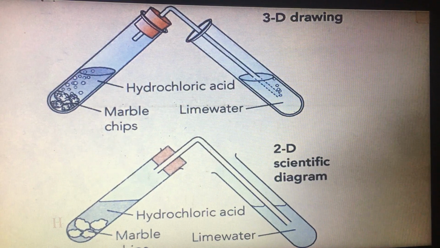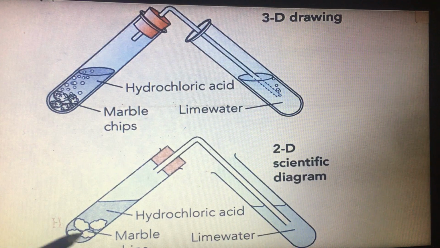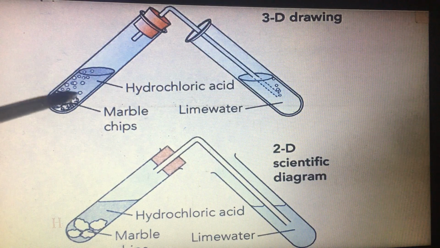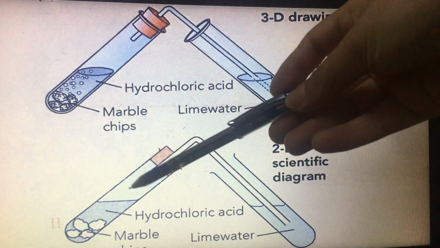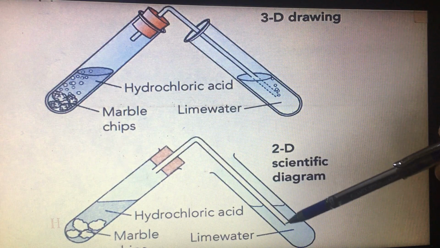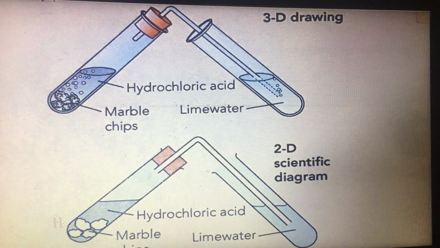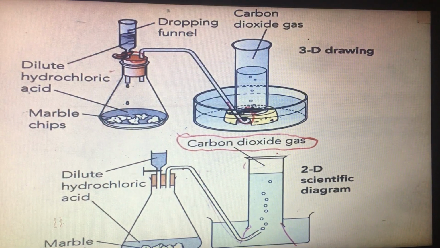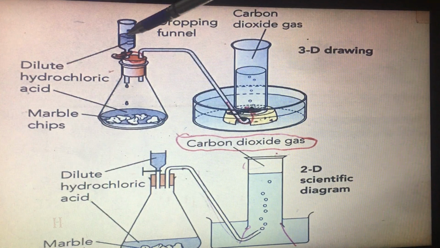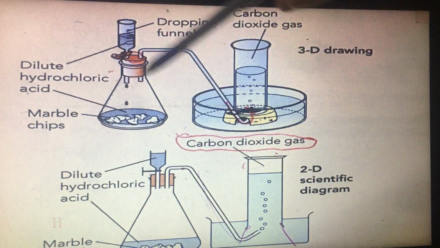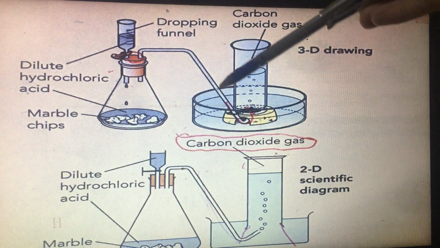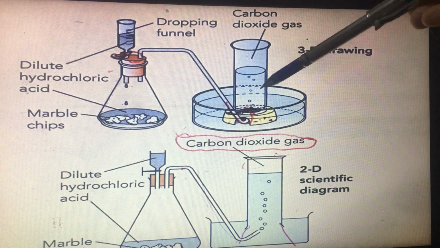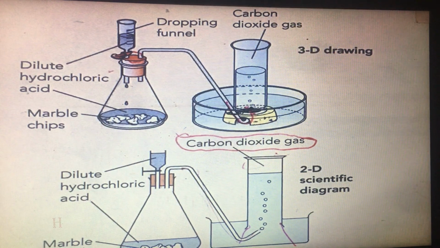Again, here we have two tubes. Marble chips with hydrochloric acid react to produce carbon dioxide gas, and this carbon dioxide will move through the tube into the lime water, and that will turn the lime water cloudy or milky. Here also is the same thing: we have dilute hydrochloric acid added into the flask with the marble chips, that will produce carbon dioxide gas which collects in this area.